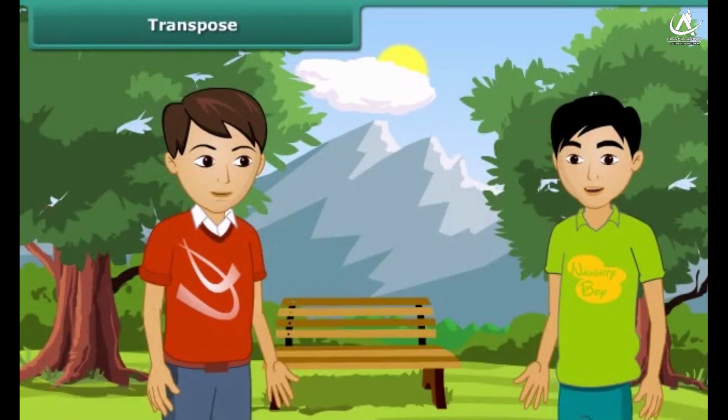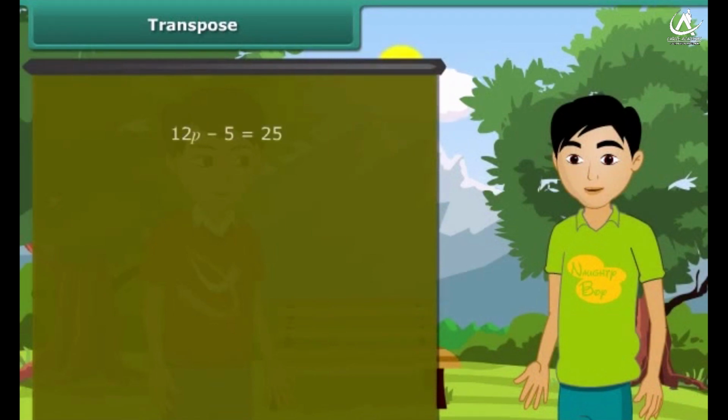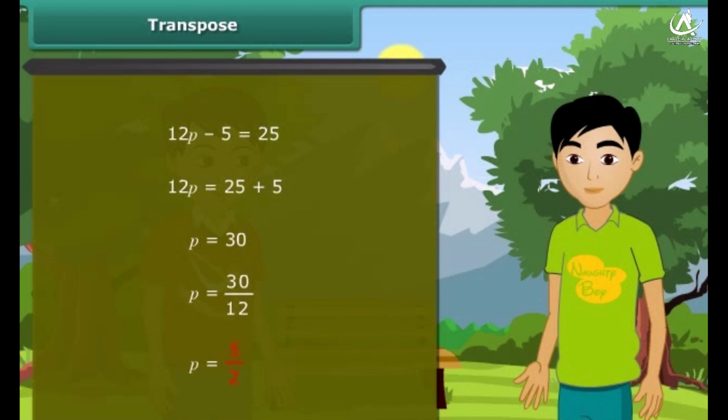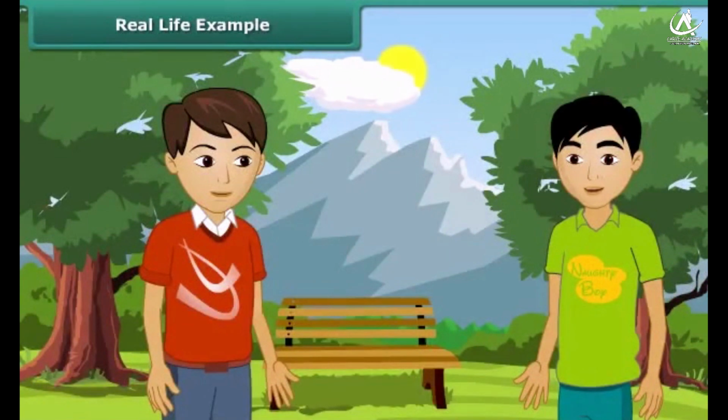Transposing means changing side. For example, in this example, we have changed the side of 5. And when we transpose any number, we change its sign. Plus becomes minus. Multiplication becomes division. And now by transposing 12, p becomes 30 divided by 12, which is equal to 5/2. Ajay, now you know how to solve the equation.